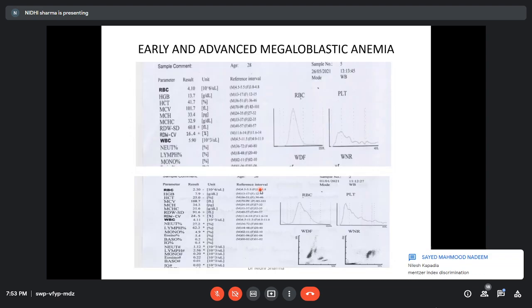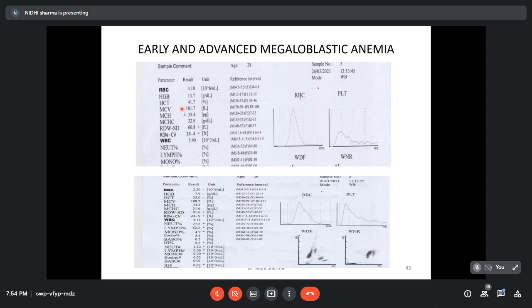and so on. Here also, the amount of shift that has happened to the right is a clear indication of whether you are talking about an early stage or an advanced stage of megaloblastic anemia. If you look at this graph, the normal being somewhere here, it has shifted a slight bit, and the MCV is coming somewhere around 101.7. So you are talking about a very early B12 kind of deficiency here.